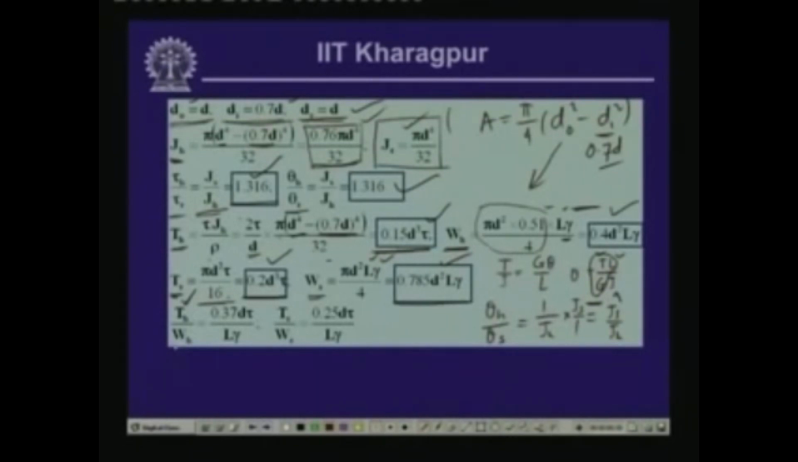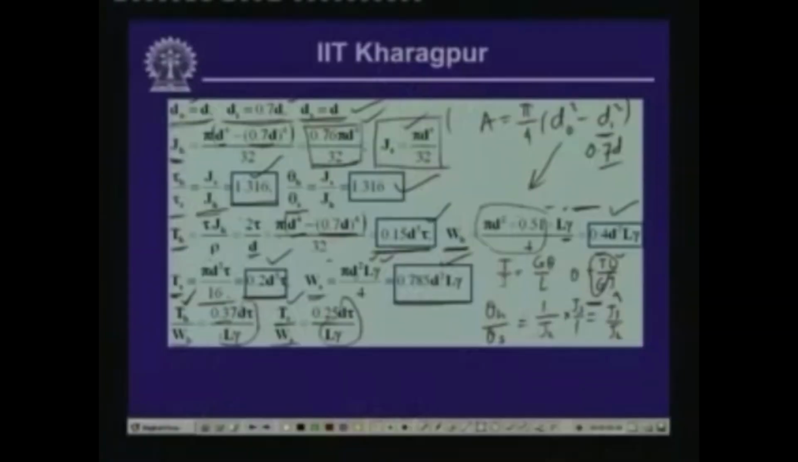hollow shaft divided by the weight of the hollow shaft, we get 0.37 d tau by L gamma, and the twisting moment that can be carried by the solid shaft to its weight is equal to 0.25 d tau by L gamma. Now, d tau by L gamma, this particular parameter is constant for both the shafts. They are identical because they are subjected to the same amount of stress, for the same length, the same unit weight, and having the same outer diameter.